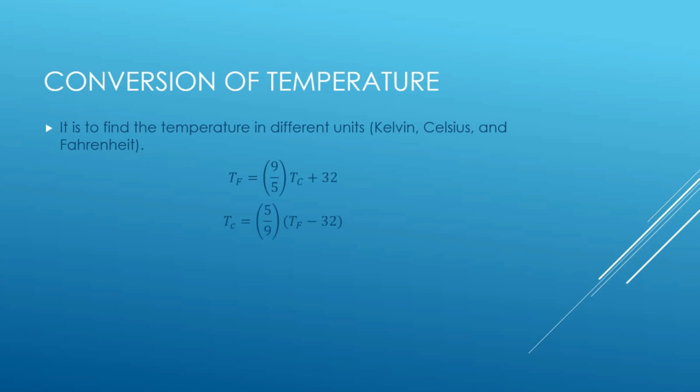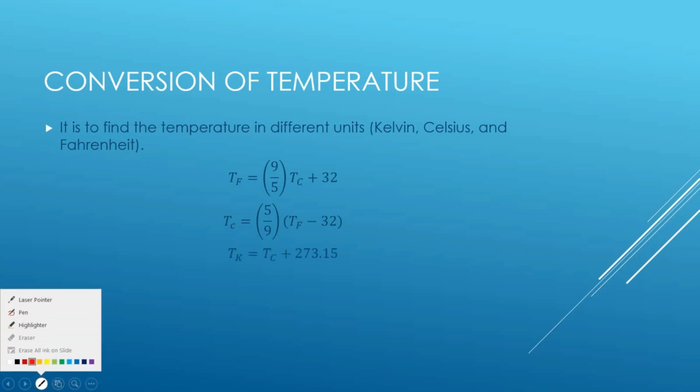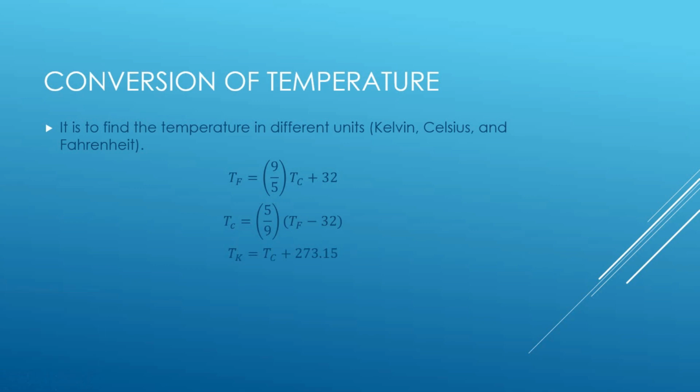And then to find Celsius, it's 5 over 9 times the quantity of the temperature in Fahrenheit minus 32. You only use this if the given is in Fahrenheit.